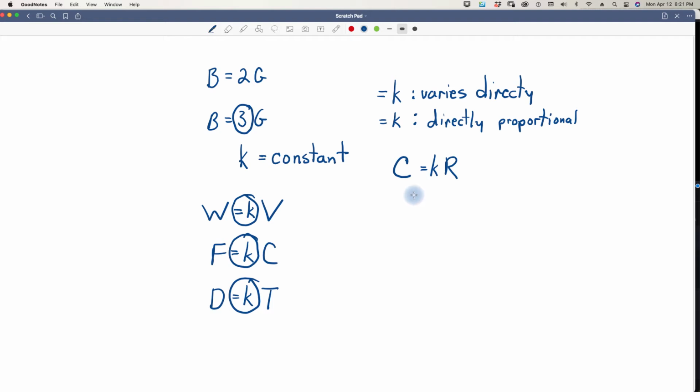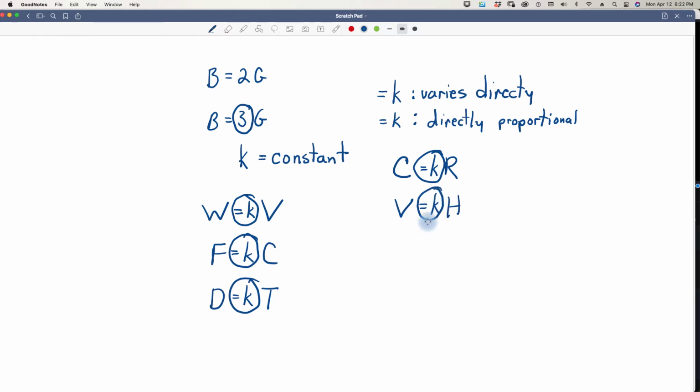Also, the volume of a right circular cylinder of a fixed radius is directly proportional to its height. And we know that's true too. When you take the base, you multiply it times the height, and that gives you the volume. So the height is directly proportional to volume. Okay, so anytime you hear varies directly or is directly proportional, you write equals K. And K is your constant.